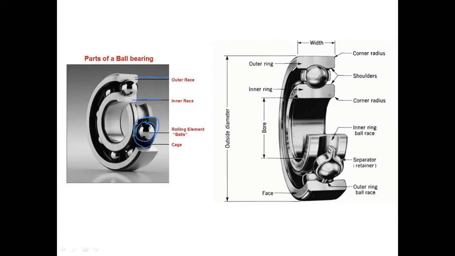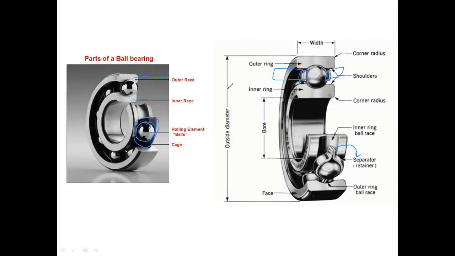Here also you can see that is your ball and they are fixed in some cage. Here also you can say they are held in one separator. So this is how your ball bearing is built, with the inner portion and outer portion. Just visualize this one.